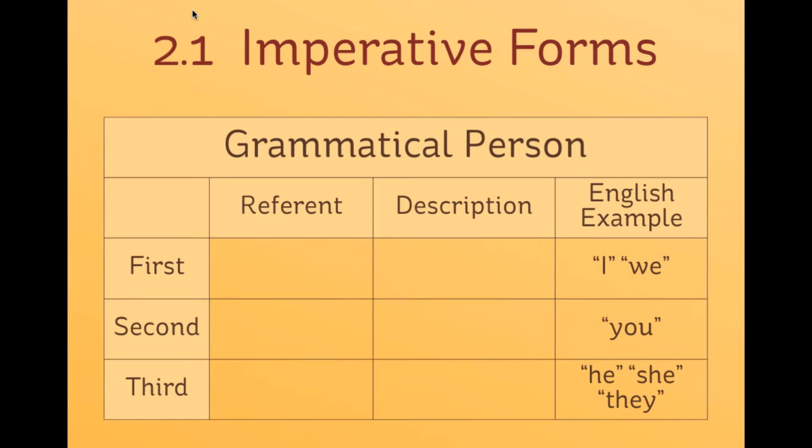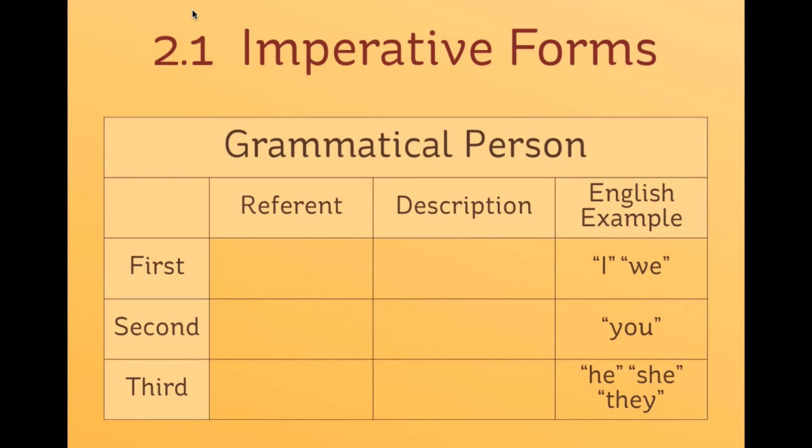First grammatical term is person. Person can be divided into three categories. Each category describes a different participant in a conversation. Person can apply to pronouns and verbs. So as a concrete example, I have English pronouns listed.